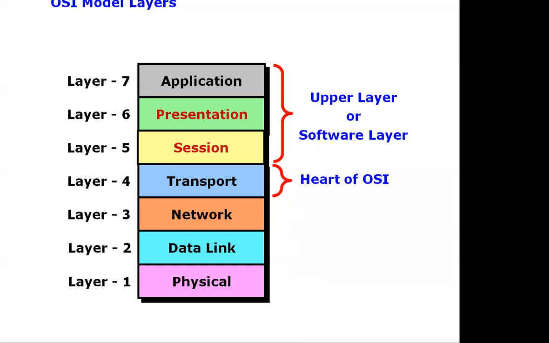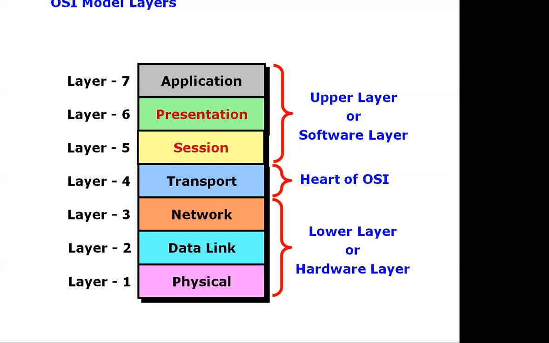After that, the transport layer is there, which is known as the heart of OSI. Like in our human body, the heart's work is to pump blood. Same as that, the transport layer is used to transfer data from the top layers to the bottom layers. Top layers are the upper layers: application, presentation, and session. Bottom layers are network, data link, and physical, which are known as lower layers. So the transport layer is used to transfer data between the upper and lower layers.